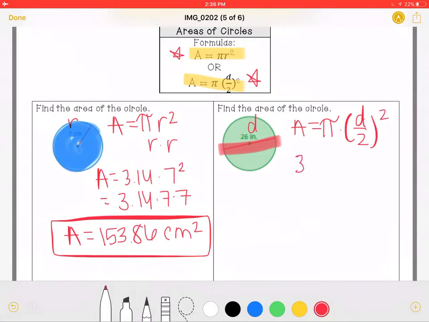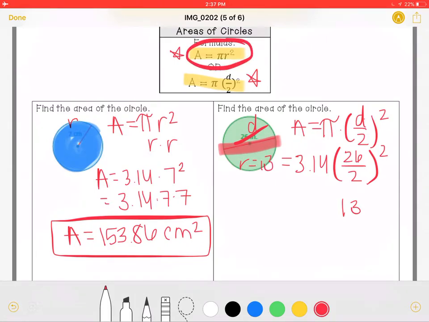Plug in what you know. So we're going to do... No, I put a 3. We're going to do 26 divided by 2 and then square it. So always think of order of operations. Always do your parentheses first. 26 divided by 2, that's 13. Guys, that's giving you the radius. So if you automatically want to look at the diameter and say, oh, let me cut this in half, the radius is 13, then again, you could use your original equation if you want to.